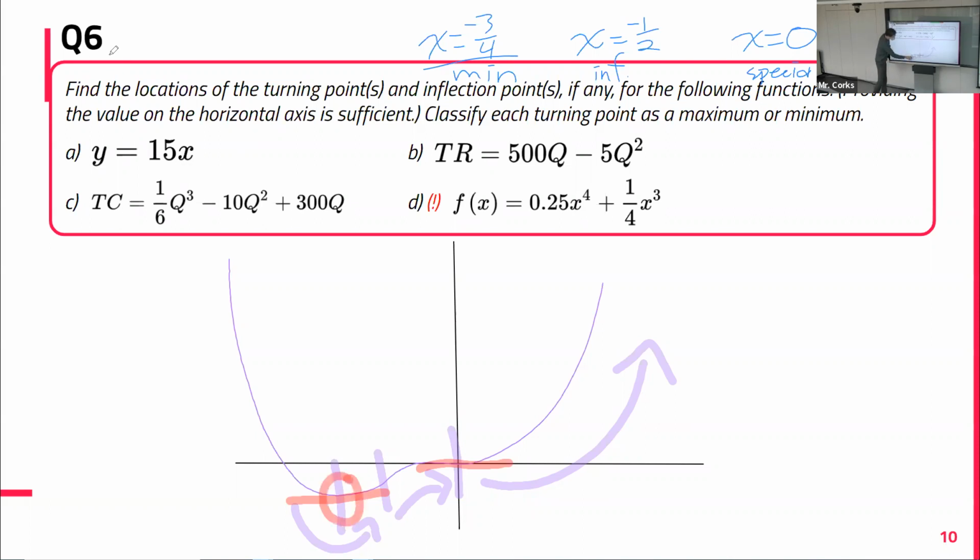This first one at negative 3/4, yes, was a minimum, but this other one at x equals 0 turned out to not be a turning point and only an inflection point. So that's the special case where both derivatives, f prime of x and f double prime of x, will be equal to 0. Make sense?